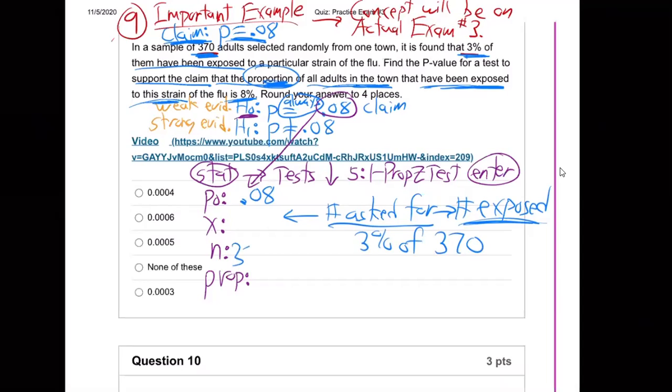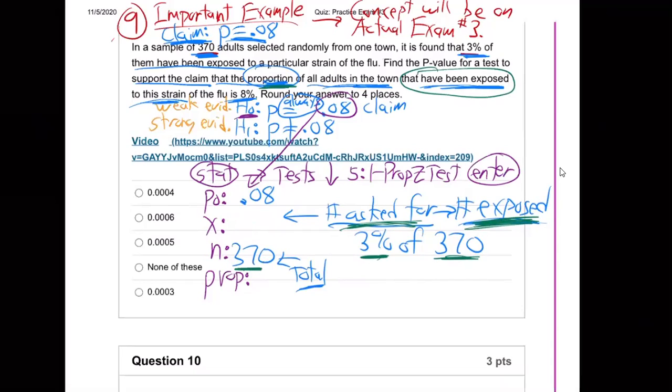Right here, I'll put the 370. That's the total. We know that, right? Nothing surprising there. But here's the weird part. People get confused on this part. Are you tracking with me? Watch what I do now. How are we going to find 3% of 370? Because that's the number they're asking for, the number that were exposed, right? We're trying to find the proportion. And so you've got to have the number exposed out of the number total. So how do we find the number? We can't put 3%, 0.03 here. That's not the number of people exposed.